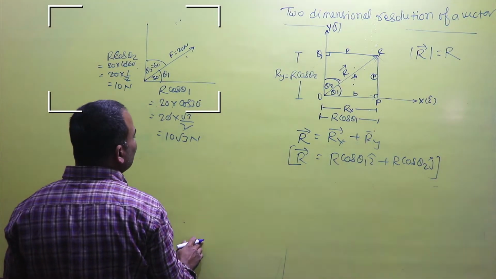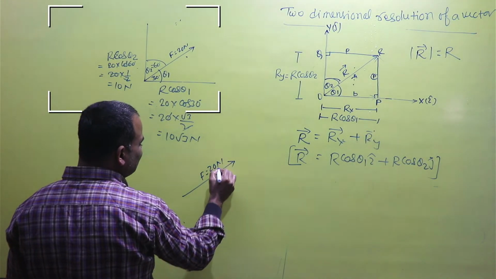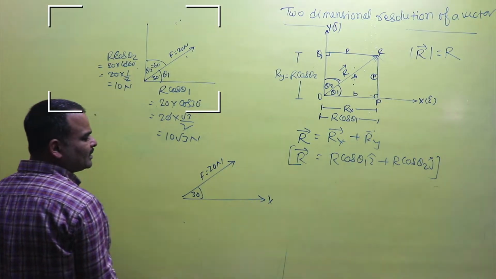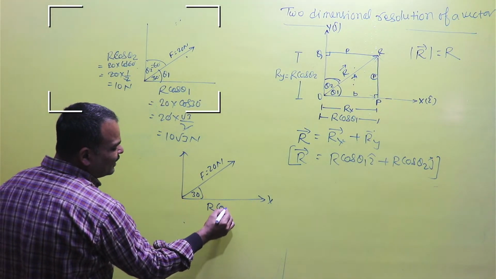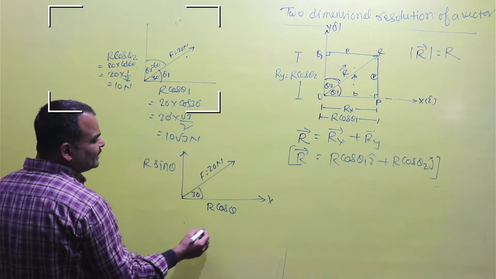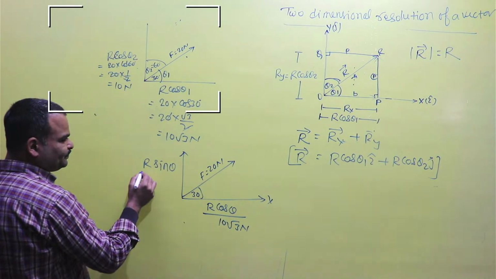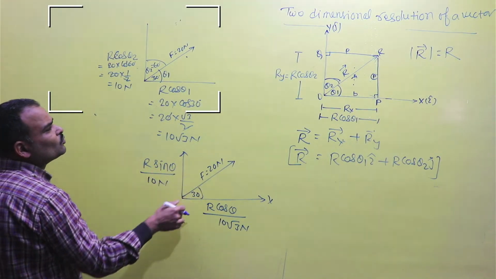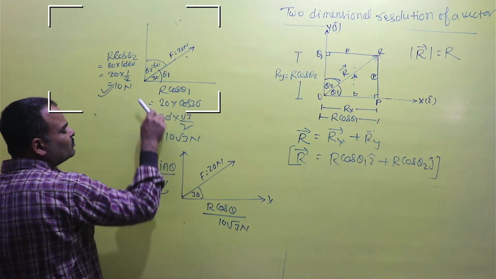And if we resolve the same force, magnitude 20 Newton inclined at an angle 30 degree to the direction of x-axis, and if we resolve it by the way R cos theta and R sin theta, then the same result will be the same. So we can resolve a vector by any way, cos or sin cos.